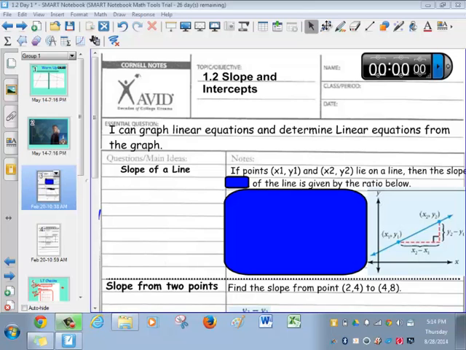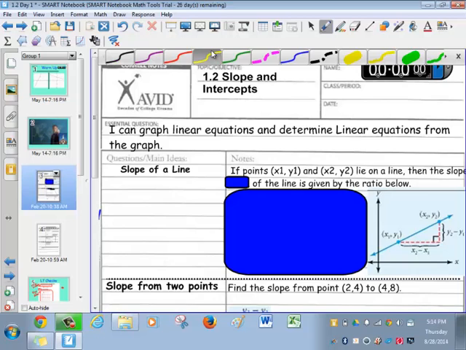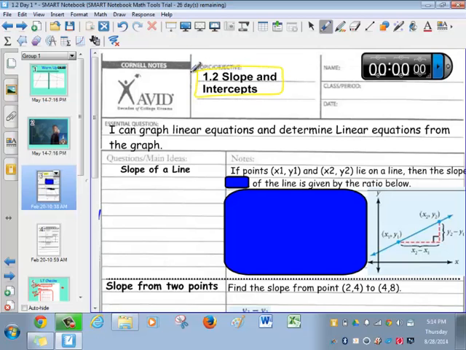Hey everyone, we're going to be moving on to section 1.2, which is dealing with slopes and intercepts, okay? There's going to be a lot of little definitions in this one, so hopefully these videos go pretty quickly. The essential question for this is I can graph linear equations and determine linear equations from the graph, okay?